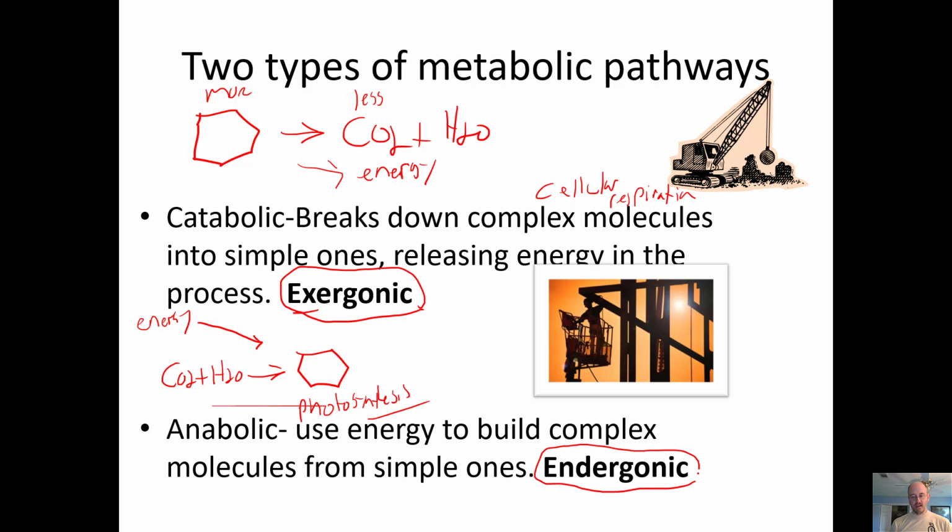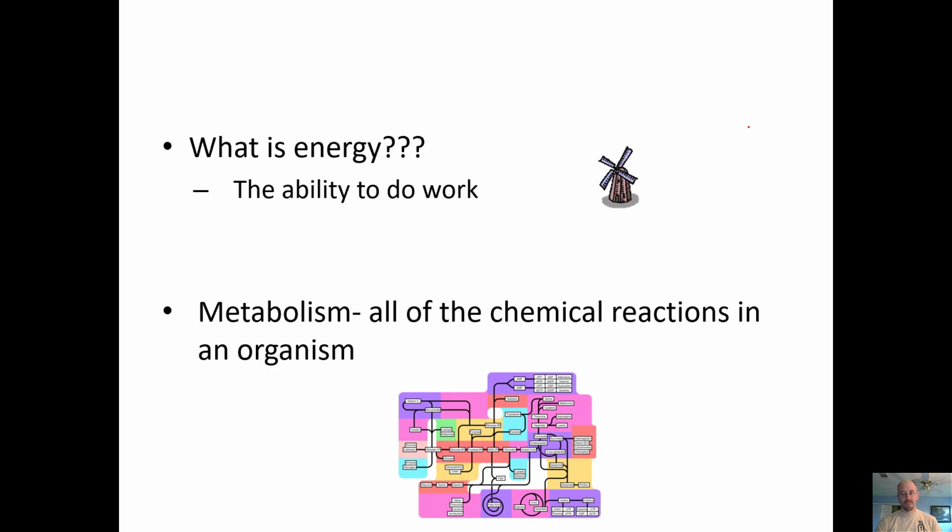Energy comes in. Okay? So anabolic processes build more complicated things, like this person building a building down here, right? It builds more complicated things and energy is put into it. Whereas an exergonic reaction, like things fall apart, like this building being torn down, and energy is released. Okay? Those are the two major kinds of metabolic pathways.